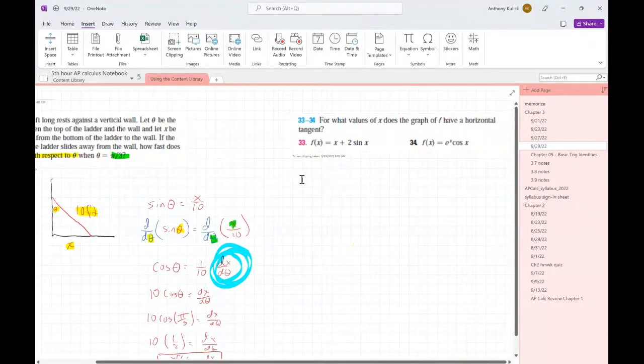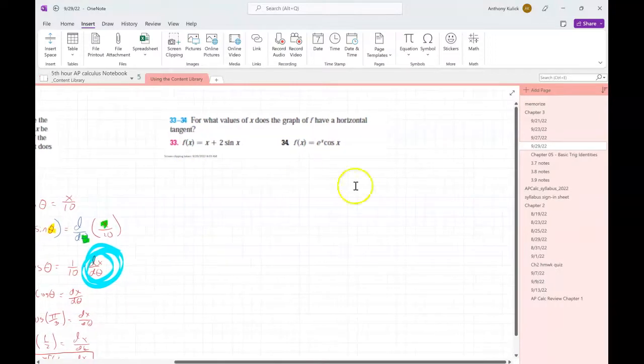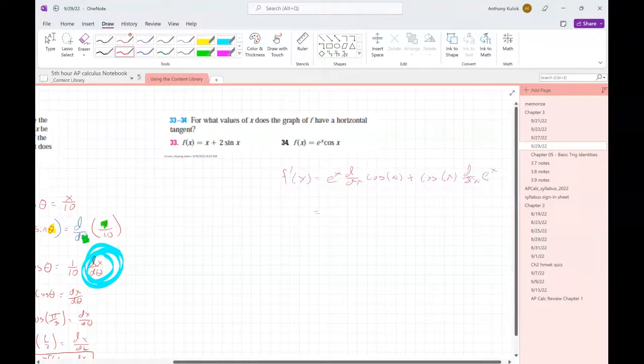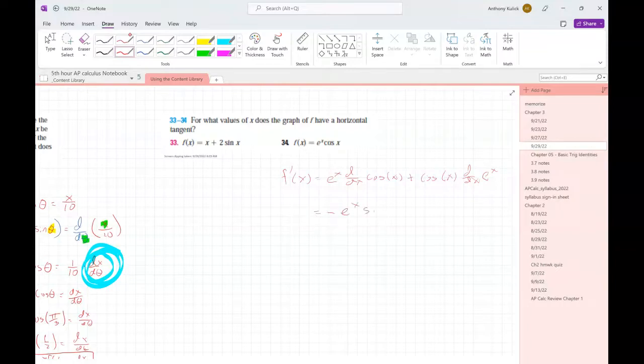Okay, for what values of x does the graph of f have a horizontal tangent? Okay, so for 34, a horizontal tangent, I'm just going to be solving this equal to 0, right? So all I need to do is take the derivative, and this should be an obvious quotient rule problem. So I'm going to have negative e to the x sine x plus e to the x cosine x, and that should equal 0.